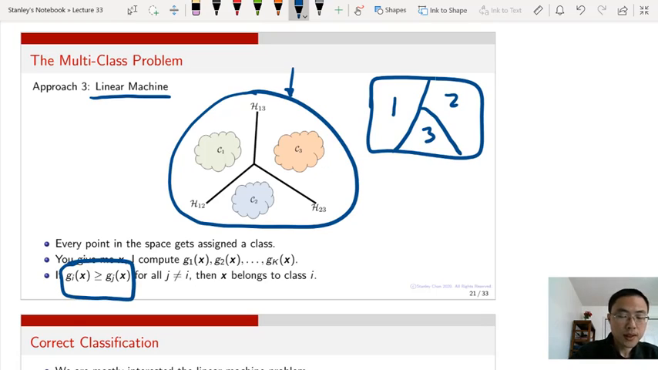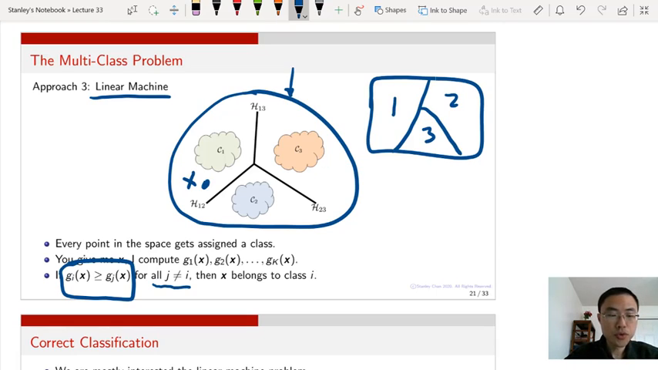If you remember, the discriminant function between two classes is that you want to make sure that g_i is bigger than g_j for all j that is not equal to i. Okay, so this equation is very, very important. It says that you give me a data point. Let's say the data point x is here. This is my data point x.